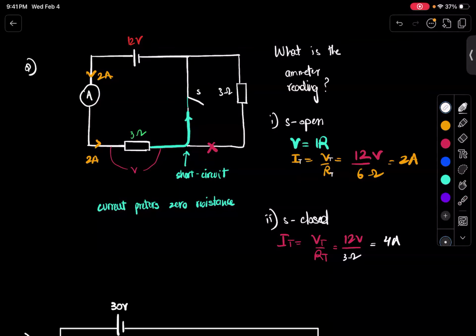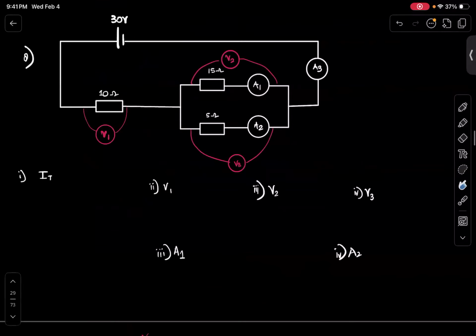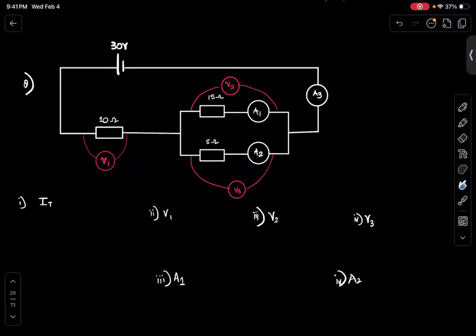And you can, by the way, see that if you halve the resistance, the current doubles, right? Because there's less resistance, literally. Okay. Moving on. Now, let's calculate this.